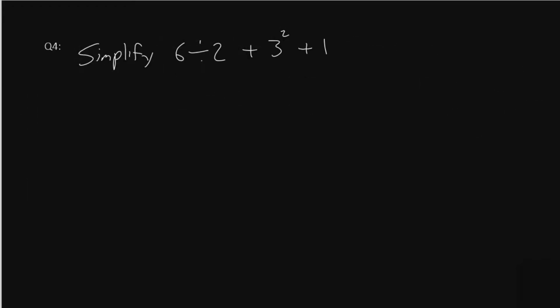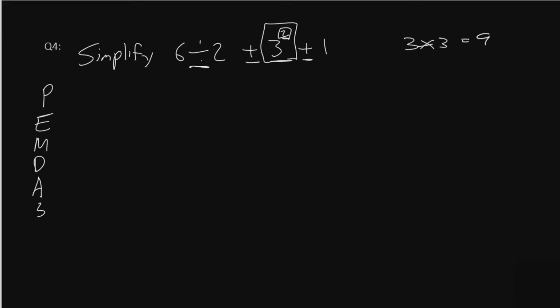Now let's move on to something a little more complicated where we have more operations. Again, write down PEMDAS to remind ourselves what order to do everything in. So we have a lot of operations here. We have a plus, another plus, a division, and an exponent. Which of those should we do first? Exponent. So let's look at that. What is 3 squared? Because 3 times 3 is 9, you will get 9 here. So let's change that 3 squared into 9 and just rewrite the whole thing.